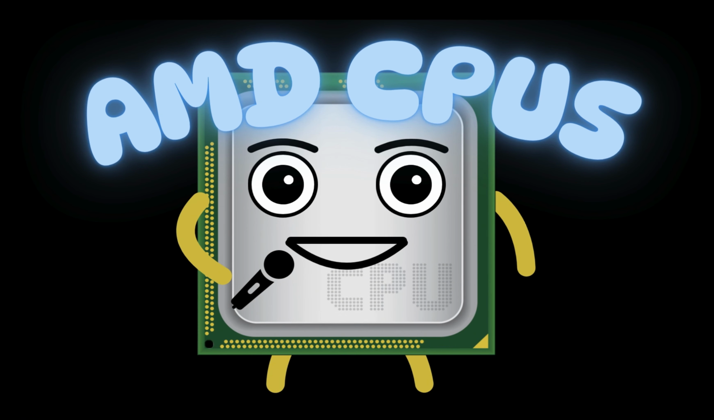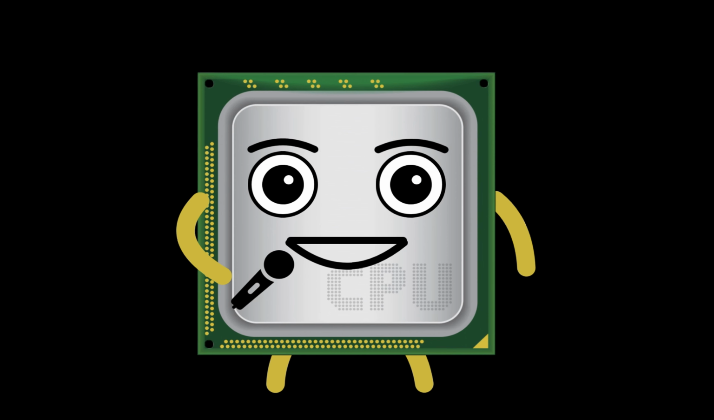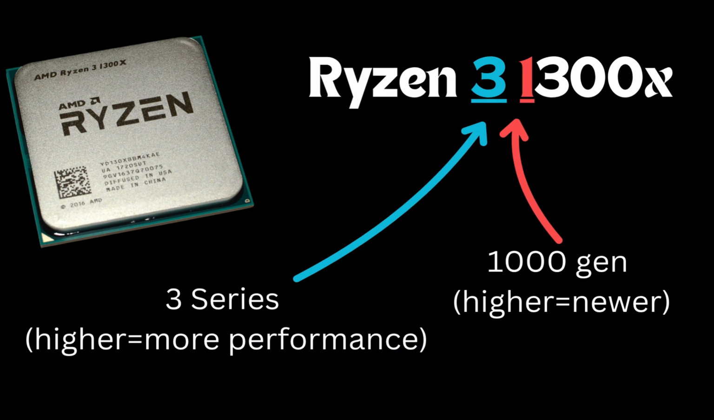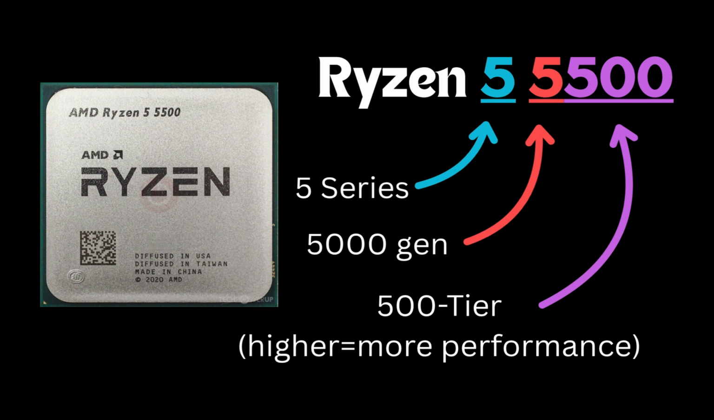First off, with AMD CPUs. AMD's Ryzen CPUs are divided into tiers, designed for different levels of performance. Ryzen 3 is entry level, good for some light gaming, office work, and browsing. For example, the Ryzen 3 3100X. The Ryzen 5 are mid-rangers with better multitasking performance and great for mainstream gaming. For example, the Ryzen 5 5500, which used to be the meta of CPUs.